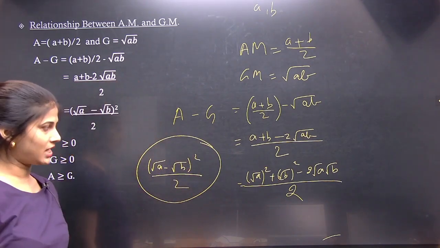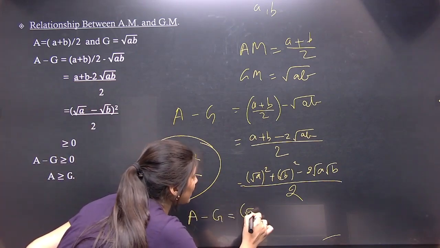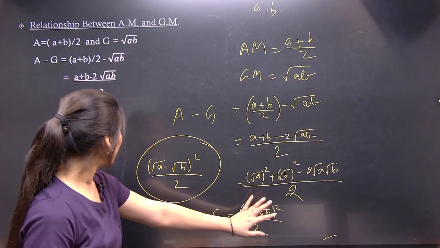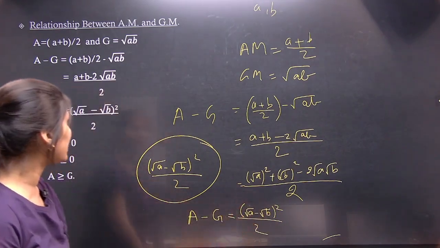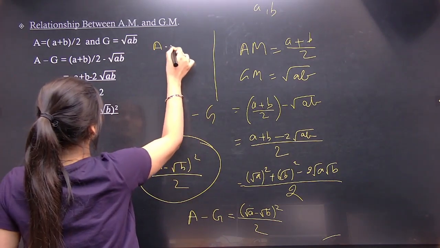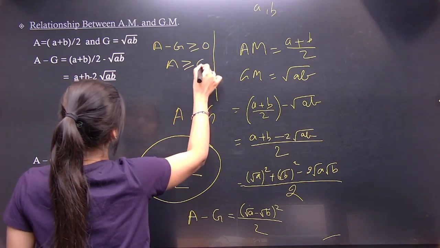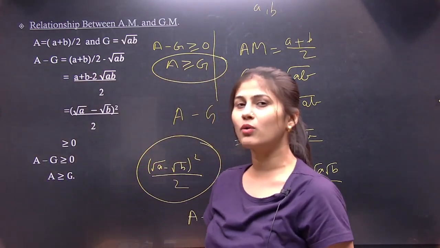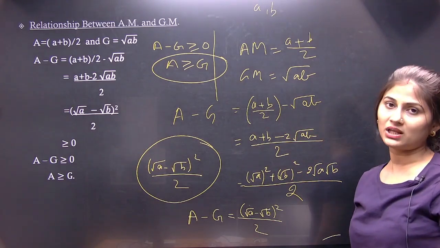Yes. So A minus G is nothing but (under root A minus under root B) whole square by 2. Since it is a square, it is greater than or equal to 0. Obviously, if it is a square, it will be greater than or equal to 0. So we can write A minus G is greater than or equal to 0, which means A is greater than or equal to G. It proves that arithmetic mean is always greater than or equal to geometric mean. Got it? So this is the relation between arithmetic mean and geometric mean.